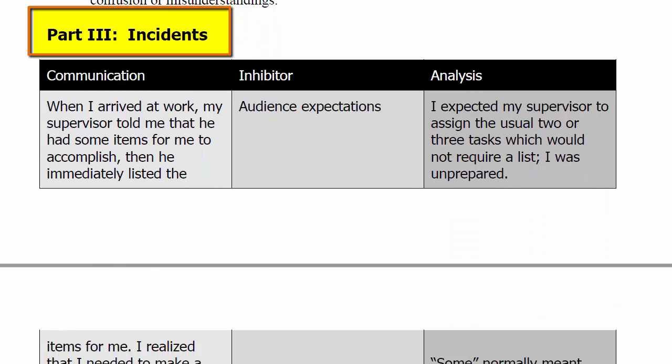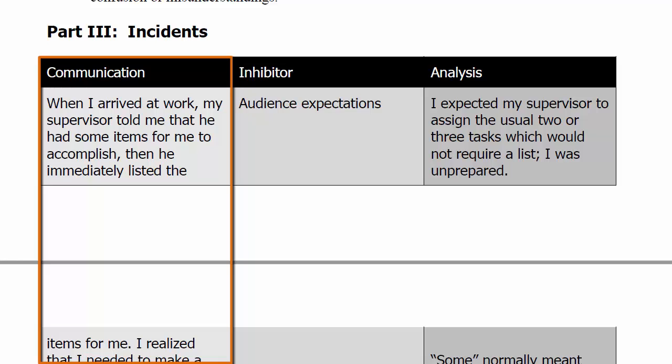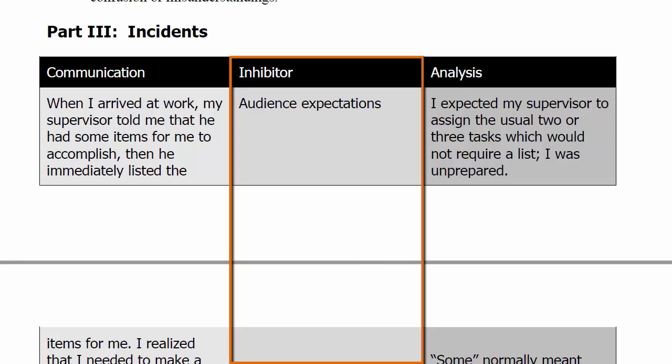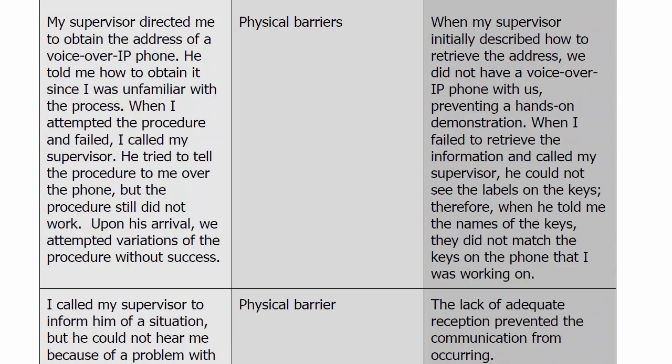We're now ready to look at the third section of Barry's paper, which is the analysis section. And again, as we pointed out in the directions, the analysis is done in the form of a table. On the left-hand side is the communication that was observed or participated in. In the middle is the name of the inhibitor or inhibitors at play. And on the right is the justification or the analysis of why that particular inhibitor was chosen to describe the breakdown in communication. Let's try this one.